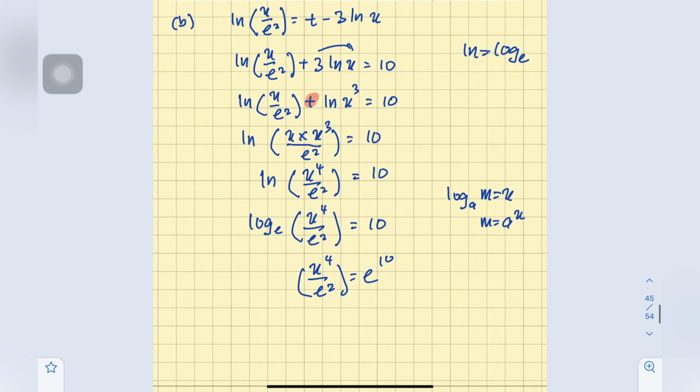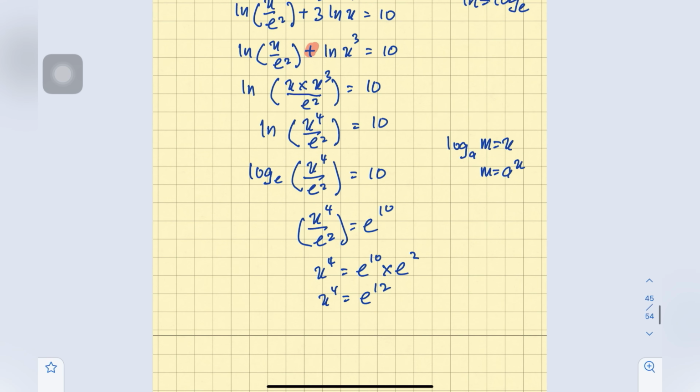So we want x alone. So x to the power of 4 equals e to the power of 10 times e to the power of 2. Laws of indices: multiply, so we can add the powers. So this one, x to the power of 4 is e to the power of 12. So to express x, we simplify: x equals e to the power of 12 over 4, which is e to the power of 3.